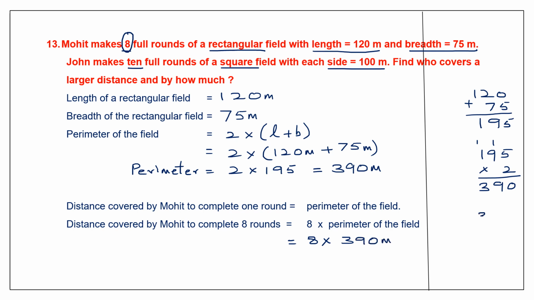So 390 into 8. 8 zeros are 0. 8 nines are 72, carry 7. 8 threes are 24 plus 7, 31. So the distance covered by Mohit is 3,120 meters. 3,120 meters is the distance covered by Mohit.